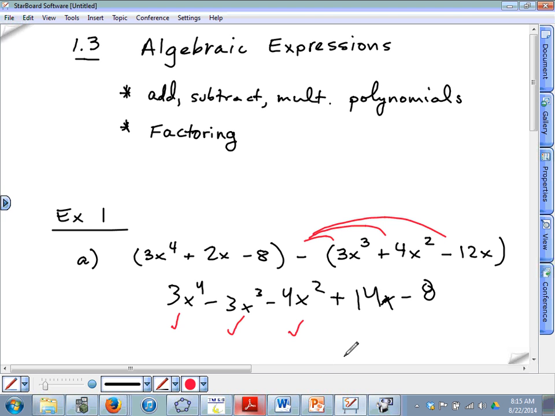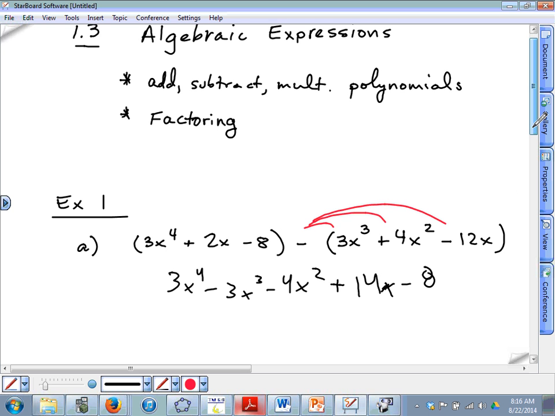Now, where'd the plus 14x come from? Well, since it's a minus, you're going to multiply that with 12x, making it a positive 12x. So this becomes positive 12x, good? Adding that to the 2x, plus 2x makes 14x. All right, and negative 8 stays negative 8. Nice! That's just one where you have to be careful with your arithmetic. Not too much involved here.